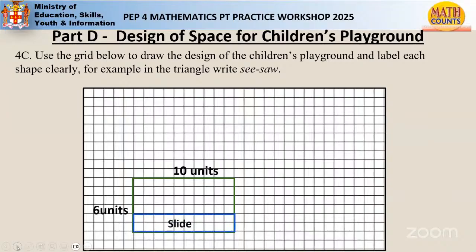This is what I have for my slide. They said the slide should be a rectangle. See, I have a rectangle. Then they said the monkey bar should be a square. So I write "monkey bar" there for you to understand, because I can't just draw the shape, then you don't know what is happening. So I go ahead and label it. Then I put in the triangle for the seesaw. And the last thing will be the trapezium for the swing. So this is one way.